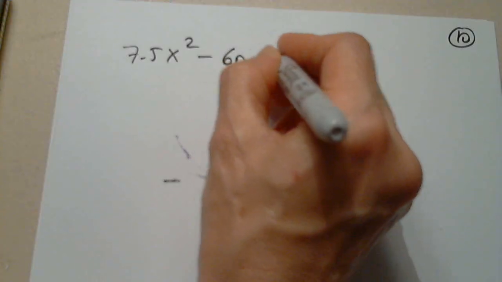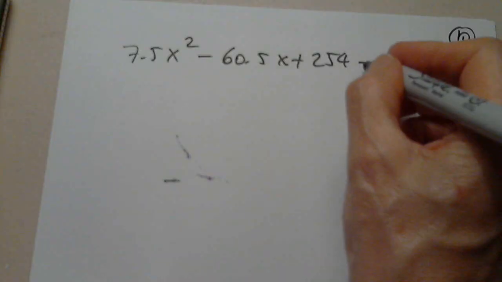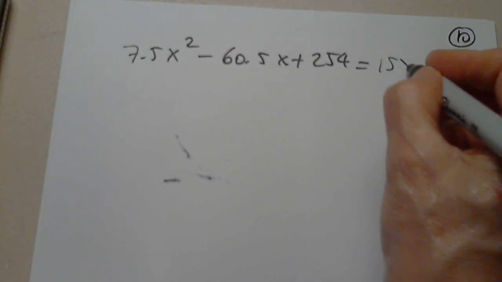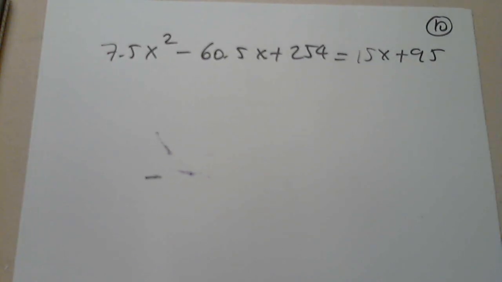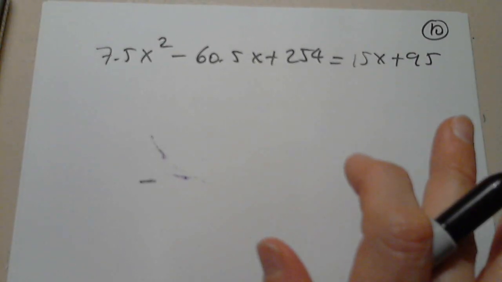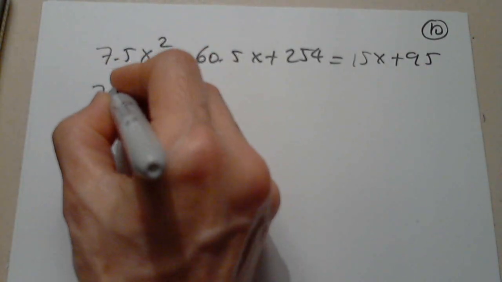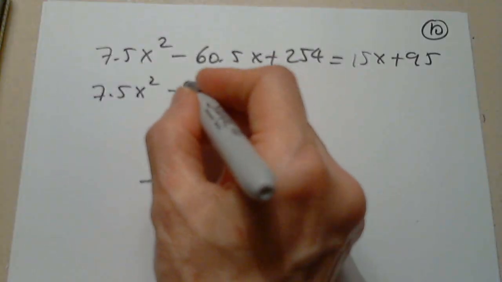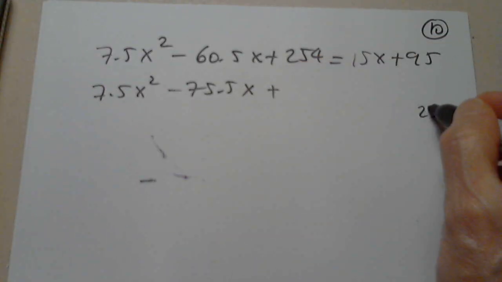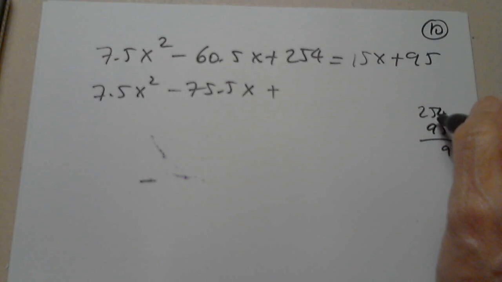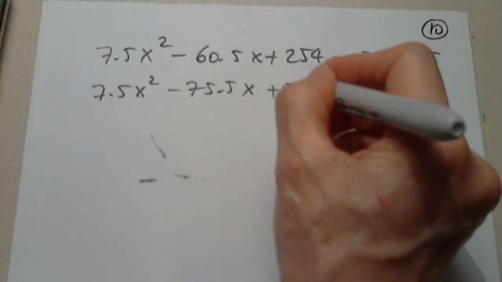And we have 7.5x squared minus 60.5x plus 254 equals 15x plus 95. This is a quadratic equation, but we're not going to solve it with the quadratic formula. We're going to move everything to one side, clean it up. Minus 75.5x, and then plus, what is 254 minus 95? 159. So I got 7.5x squared minus 75.5x plus 159 equals 0.